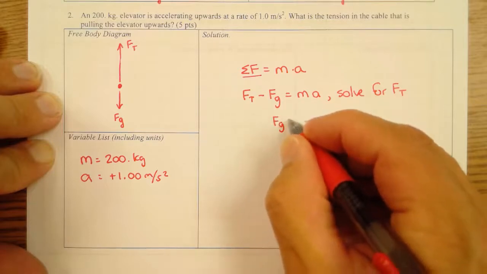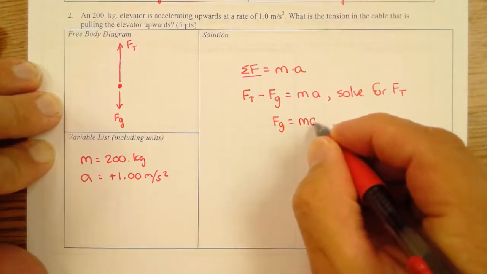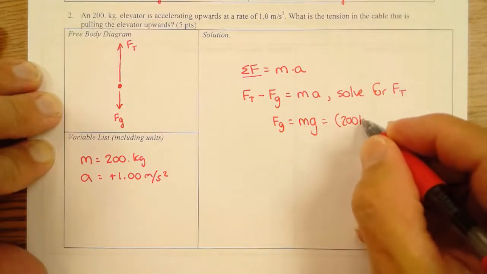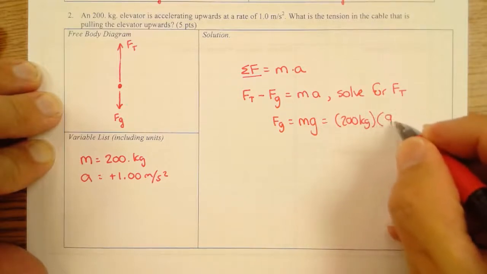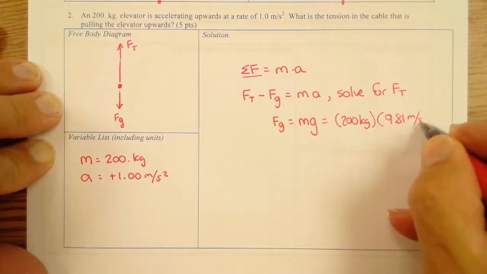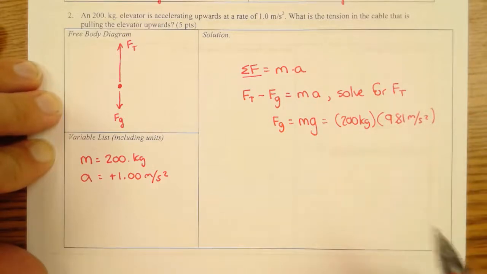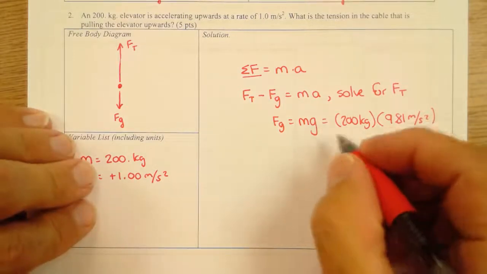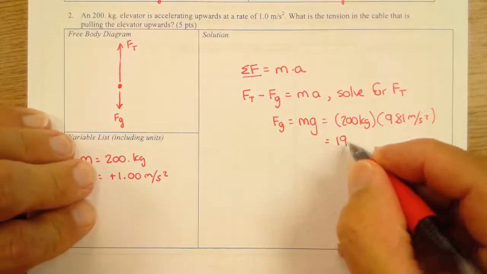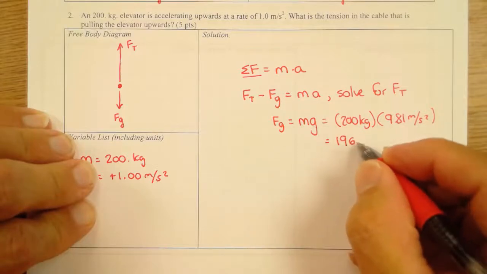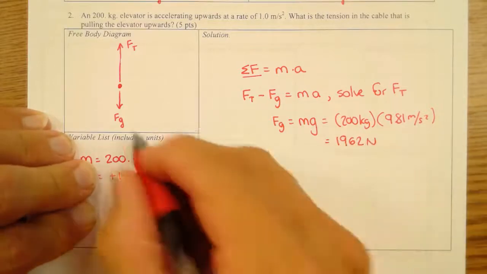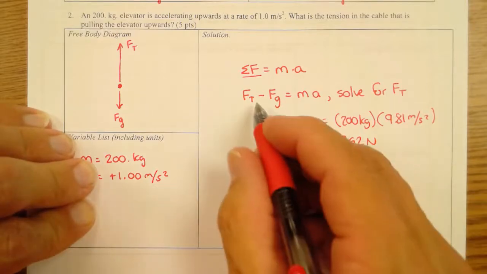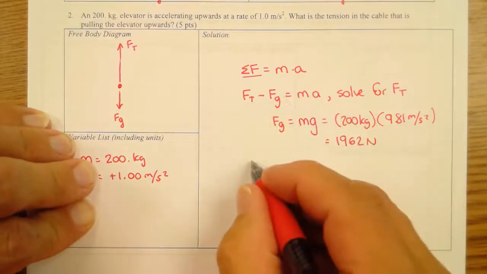F sub g, of course, is m times g, which in this case is 200 kilograms times 9.81 meters per second squared. And that equals 1962 newtons. So that's the force of gravity pulling down. So since it's accelerating upwards, the tension must be greater than that. So now we're going to go solve this equation right here.